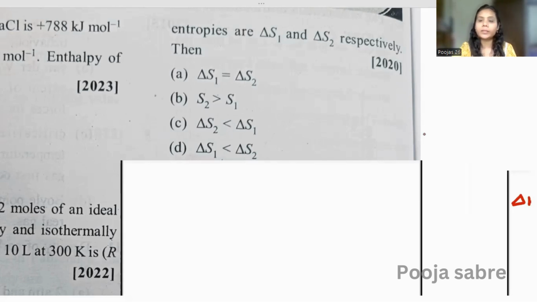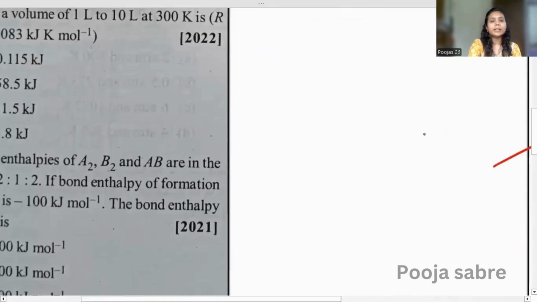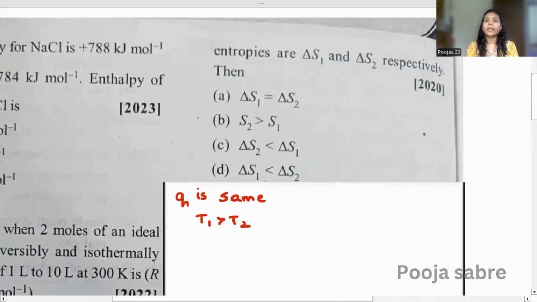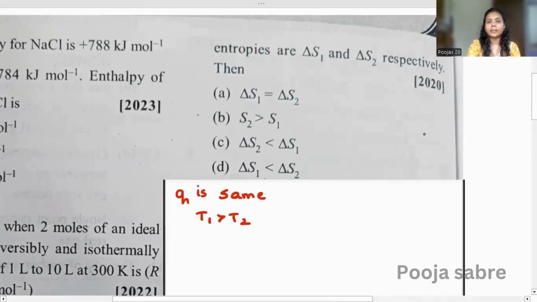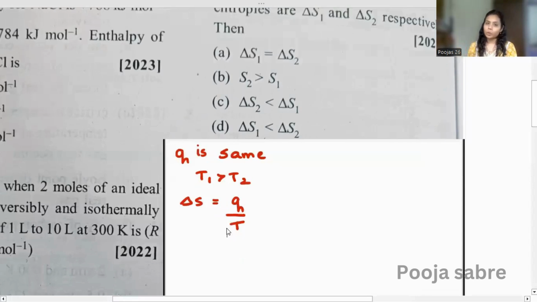Now, how to proceed with such type of question? We have been given that Q is same. I'll write down this again. Q is same. And then T1 is greater than T2 is been given to us. As you can see, it is given as T1 is greater than T2. Okay? And then entropy is delta S1, delta S2 है. Now we know the formula for entropy. Delta S का entropy is equal to Q upon T. Okay, this is the formula, that is entropy is equal to the amount of heat absorbed by the system upon T, that is the temperature.